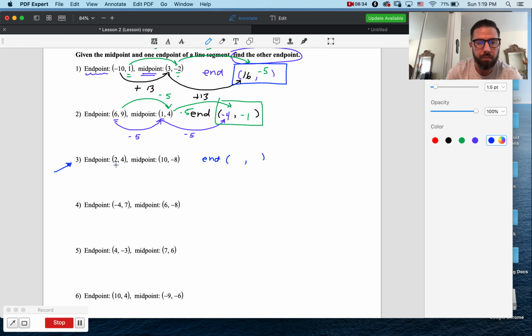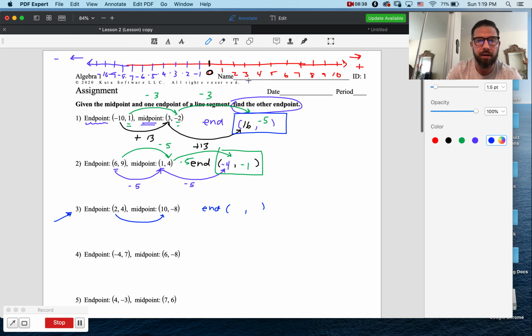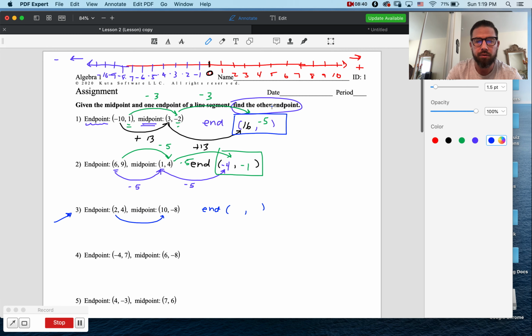Okay, here we go. So we're going from 2 to 10. Well, from 2 to 10, we have to move to the right. So we know it's going to be plus. And we have to move 8 times. 1, 2, 3, 4, 5, 6, 7, 8. So plus 8. And then this guy to get over here is going to be plus 8 again. It's that pattern. 10 plus 8 is 18.